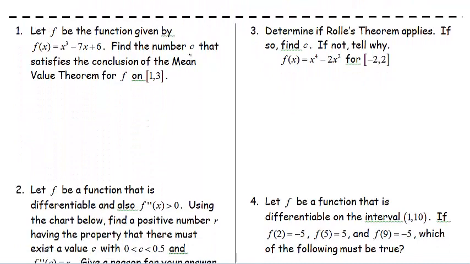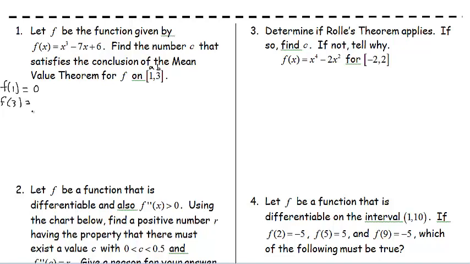All right. So we have a function, Q, find C that satisfies the conclusion of the mean value theorem for A to B, 1 to 3. So we're going to need the derivative, and then we're going to have to set it equal to the slope through these endpoints where x is 1 and x is 3. So we've got some side work to do. Let me find the y at 1. So plug 1 into the original. So 1 minus 7 is negative 6, plus 6 is 0.